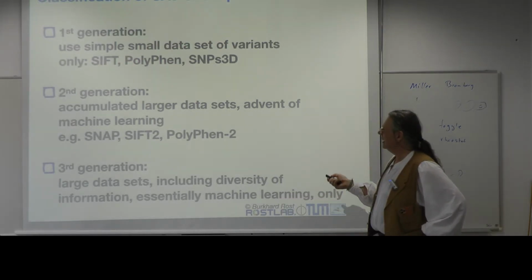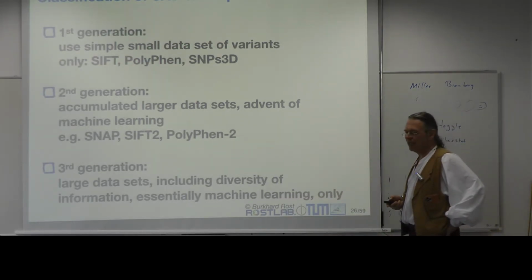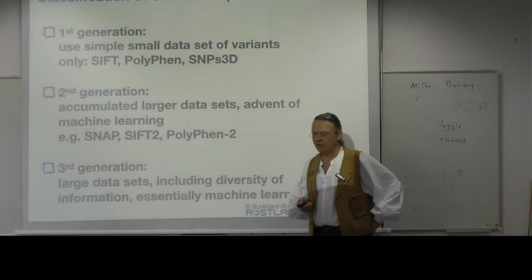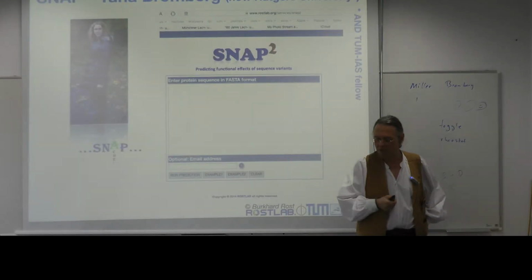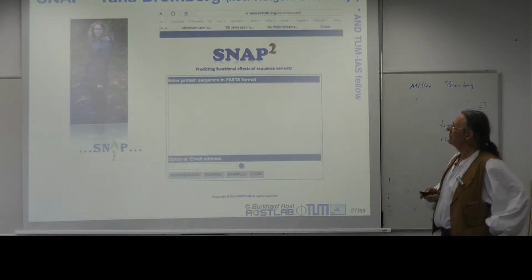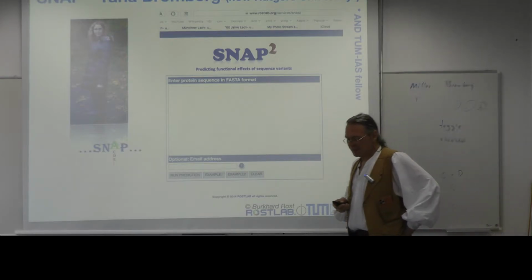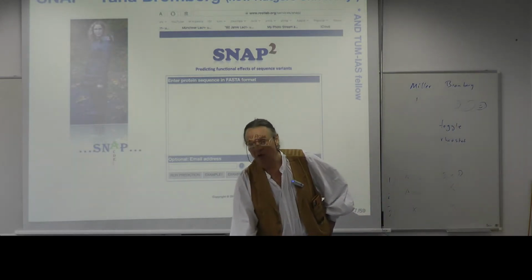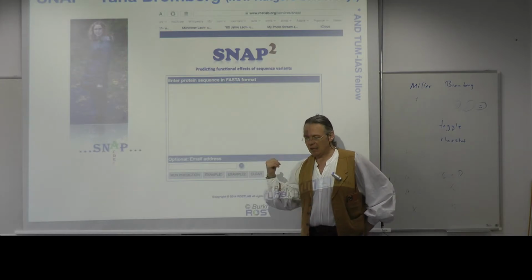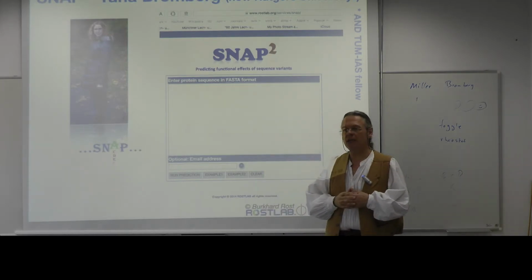It's still nowhere near deep learning. The deep learning sort of starts in the third generation data sets, where it's also about doing new things with it. And one of the first methods, or the first method, really came from Jana Bromberg. SNAP, currently we have SNAP version 2. And SNAP essentially uses a neural network. I'm not presenting much information about it on the next slides.